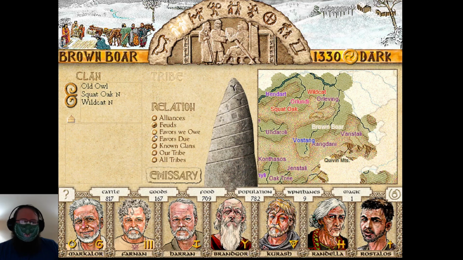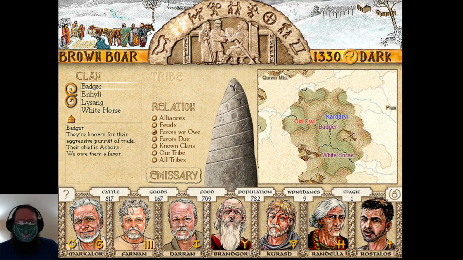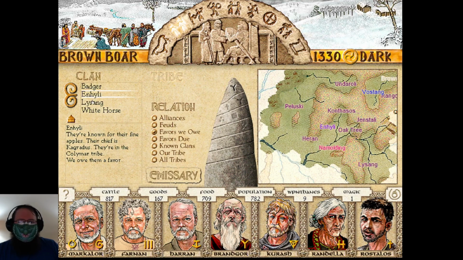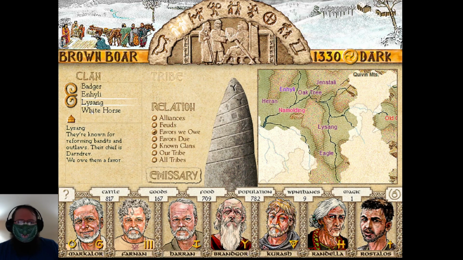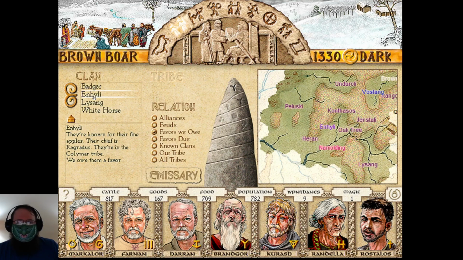The feuds are the same. Do we owe any favors? Yeah, we owe some favors. Do we owe any of the people that are right next to us? I don't think so. The Badger are way over there. Do we have any? Oh, this might be the closest. Known for their fine apples, their chief is Bearing. We owe them a favor.